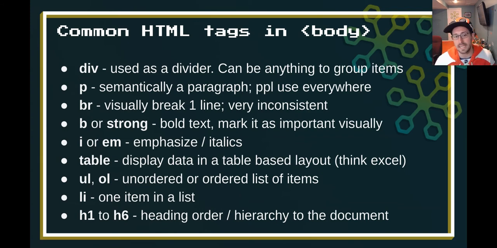Table is for tabular data, think Excel, and you've got listings and you've got heading orders, right? So that's like our bulleted list. Headings is like really large text down the document. Now, it's not supposed to just be purely visual, but a lot of people use it that way.